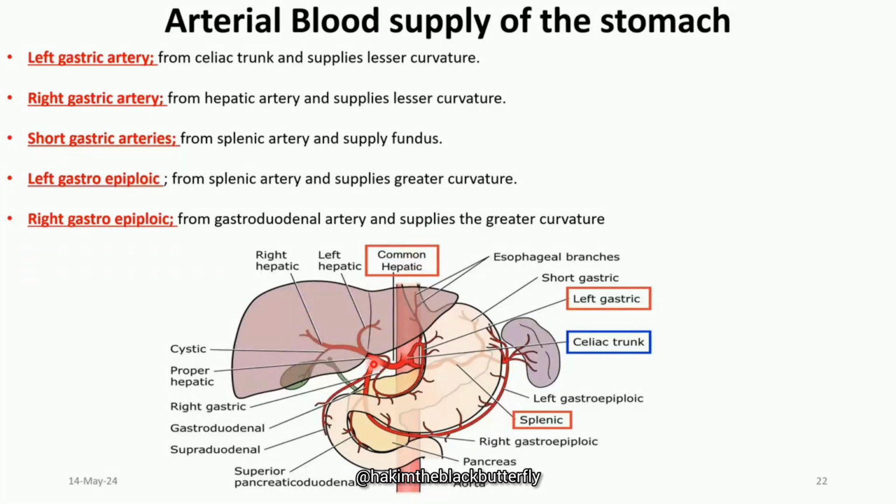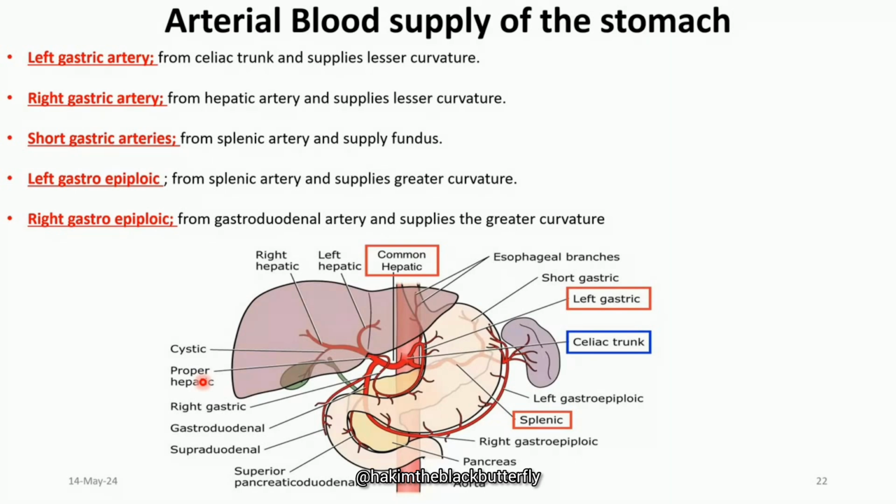But we said before entering the liver, it has a small branch that we call the right gastric that will come and loop over the lesser curvature to supply blood to the lesser curvature. So it's the common hepatic first, then the hepatic artery proper next.